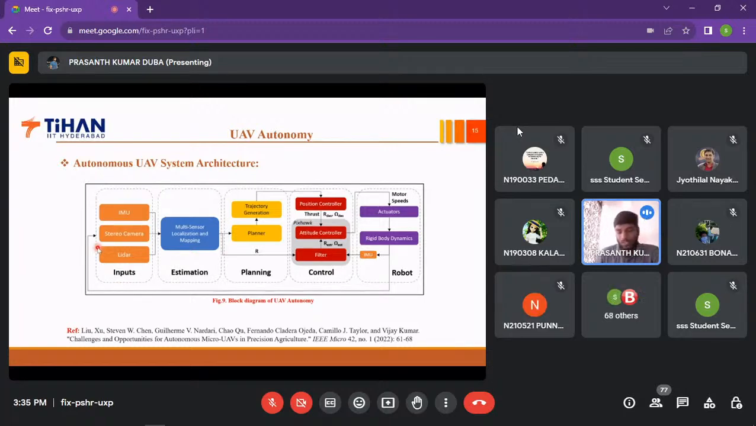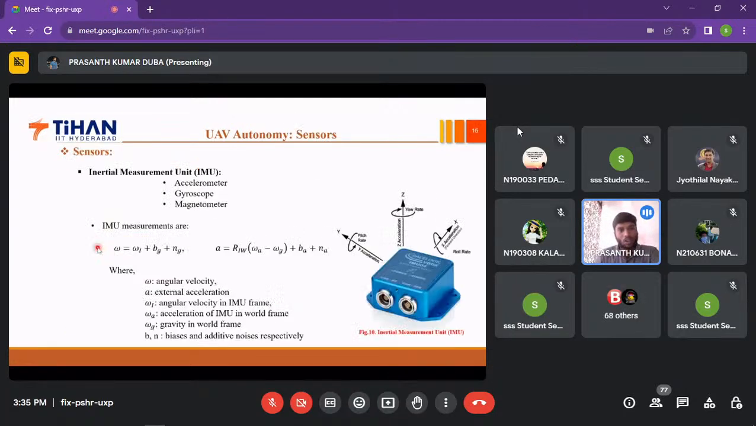So now we can deal with the basic sensors. As I mentioned, IMU. What is this IMU? This IMU internally consists of three devices: accelerometer, gyroscope, and magnetometer. This figure is the IMU. What is this accelerometer? The accelerometer always gives the acceleration along the x-axis, y-axis, and z-axis. From this IMU, we'll get the position.